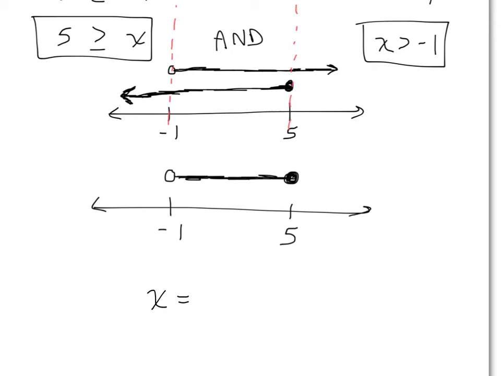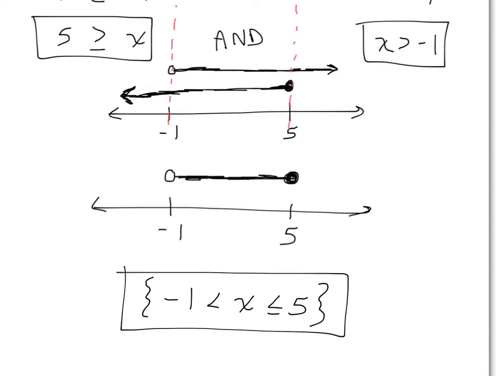Good. How would I write that with inequality statements or inequality symbols? -1 is less than X, which is less than or equal to 5. Very good. Okay, -1 less than X less than or equal to 5.